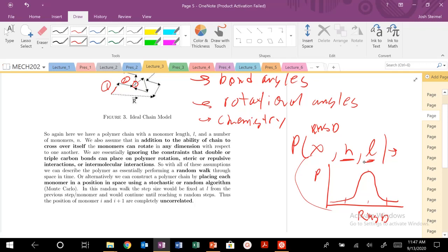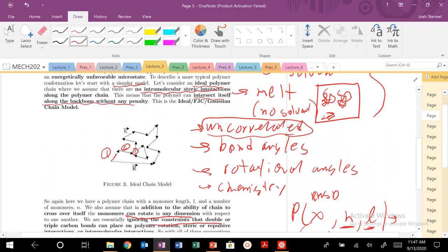So remember, we can rotate in any dimension, with no constraints about double or carbon bonds. So the way that we build up this model, if it's completely stochastic, if our steps are all uncorrelated, completely random, is that we can basically perform a random walk in 1D.